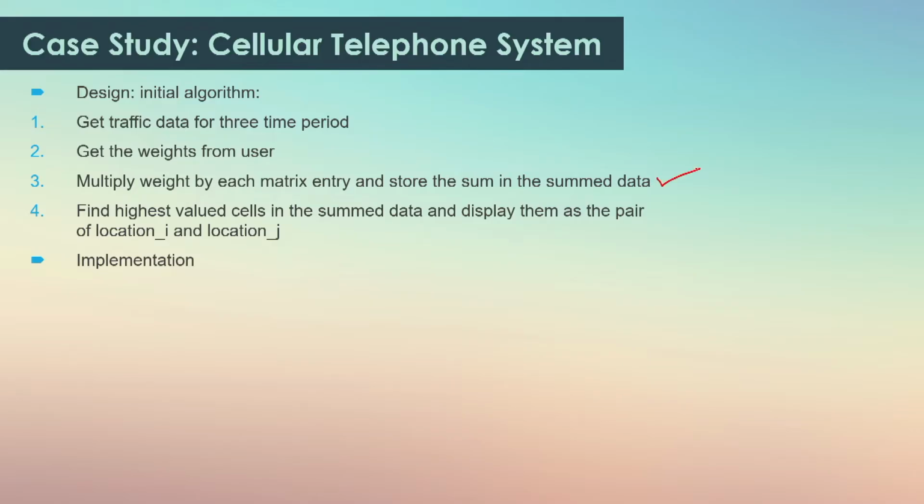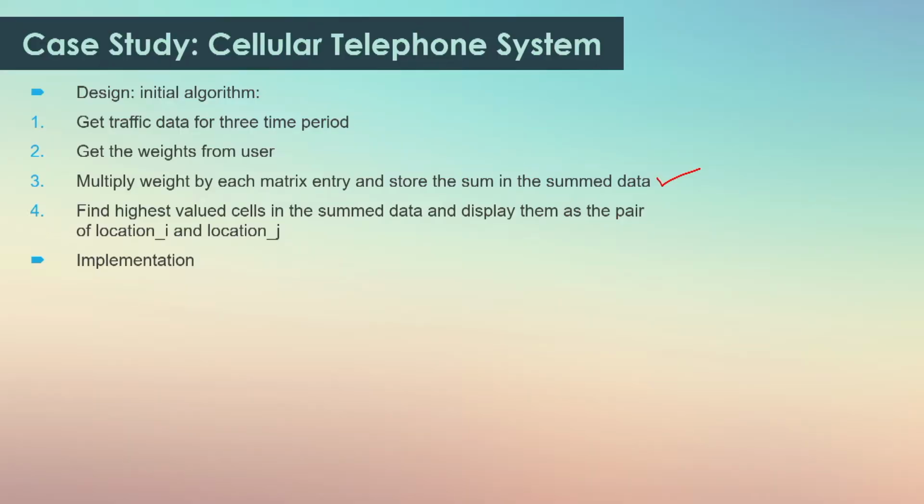So, this is the operation that we are going to do. We are going to multiply the weighting factor by each matrix entry and store it in the form of a complete cumulative data. And then we are going to find the highest valued cells in the summed data and display them as a pair of location i and location j. So, exactly we are going to find out which particular cellular area will need more demand or more focus. This is the algorithm we are going to implement.